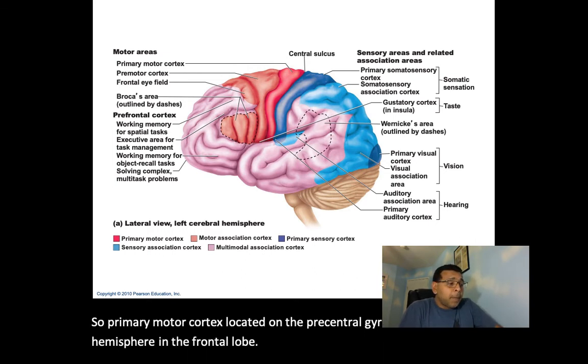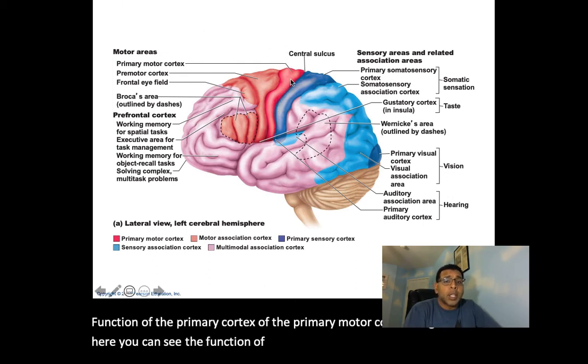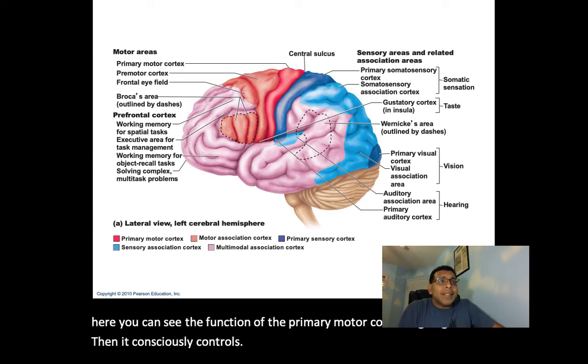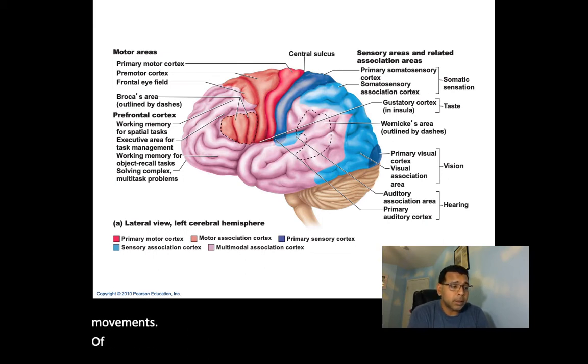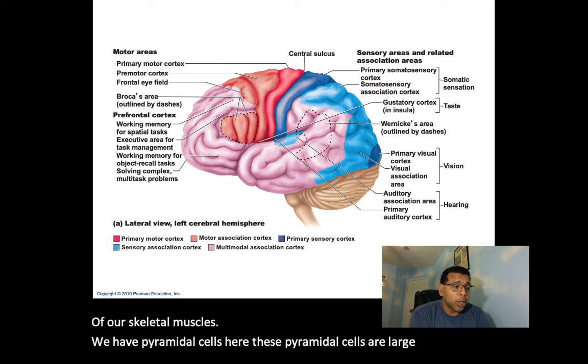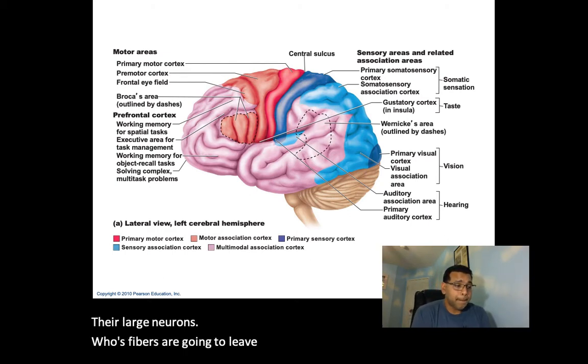Function of the primary motor cortex: it consciously controls precise or skilled voluntary movements of our skeletal muscles. We have pyramidal cells here. These pyramidal cells are large neurons whose fibers leave the cortex and connect to other parts of the CNS.